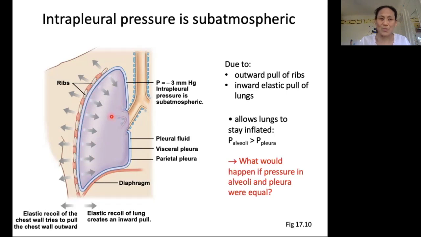Now what I would like you to do is consider this question here. What do you think would happen if the pressure was the same on both sides? If you had the same pressure inside the lungs as you had inside the pleura, okay? So go ahead, I think you need to hit pause for this one and think about that. And then when you're ready, you can move on to the next slide.